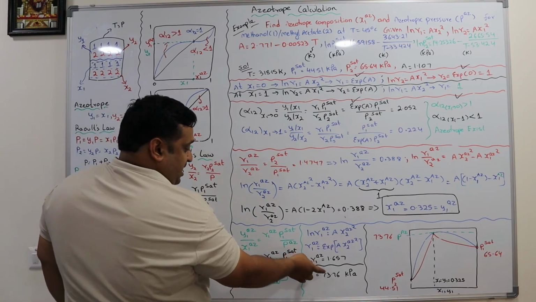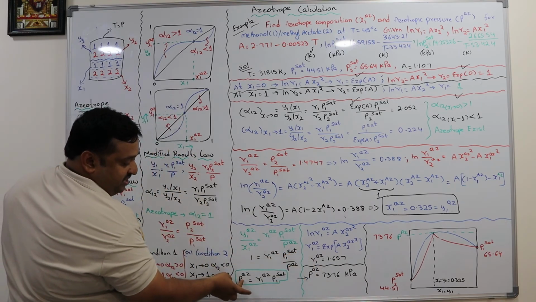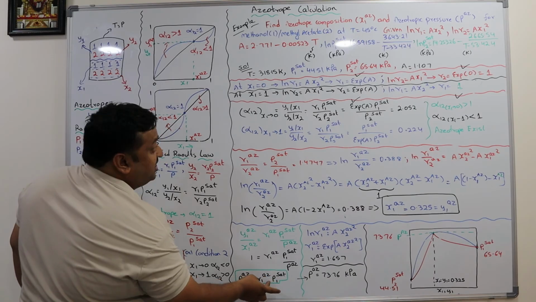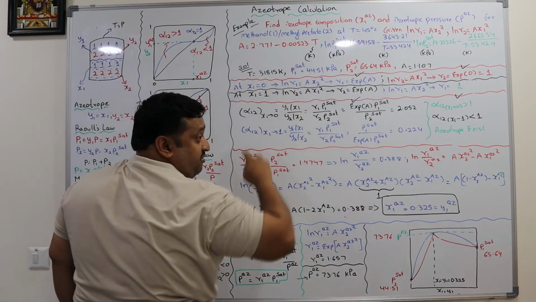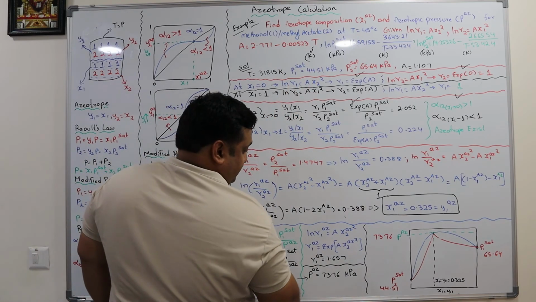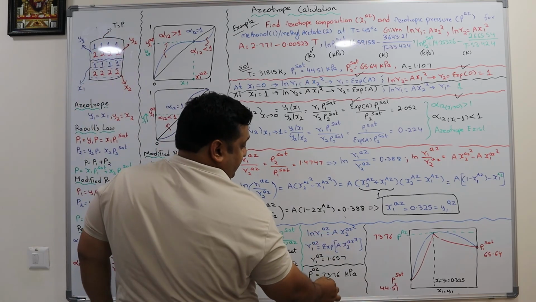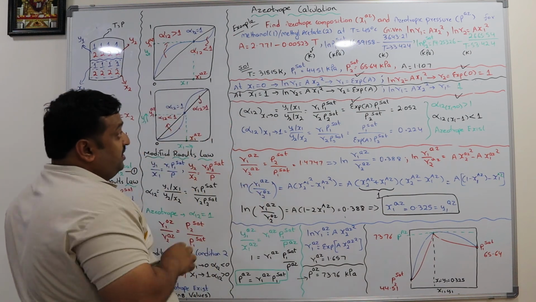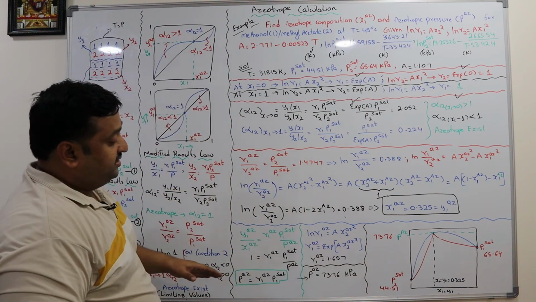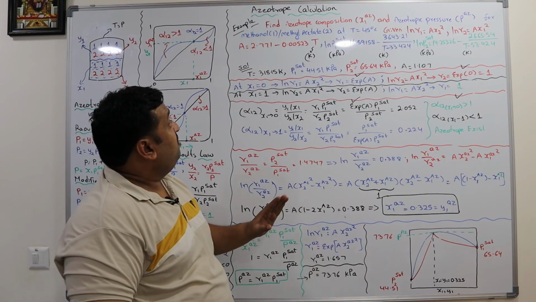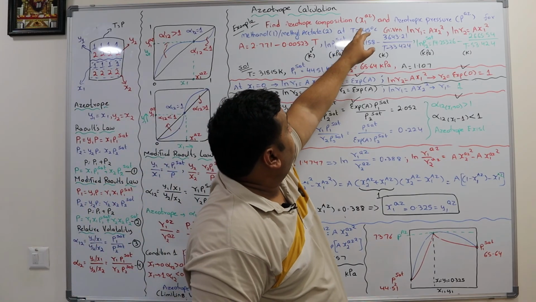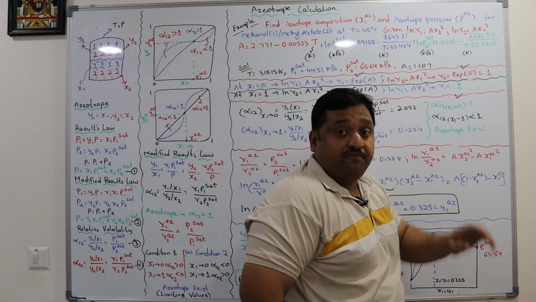So if I know the gamma, I can calculate the azeotropic pressure, which is nothing but gamma 1 azeotrope into P1 sat. P1 saturated I already know is 44.51. If that is the case, the azeotropic pressure here is 73.76. This is how you can estimate the azeotropic composition and azeotropic pressure.